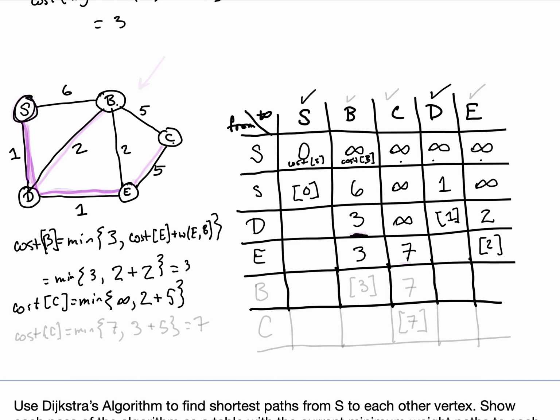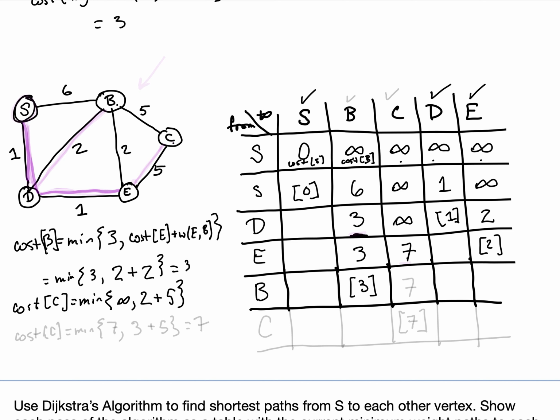So 3 was not updated, it stayed the same, and this is 7. So now we have costs for each of the unprocessed neighbors of E. At this point, E has been processed, and we are going to bring down the vertex with the smallest value for cost, and that vertex is the vertex B, so B will be processed next.